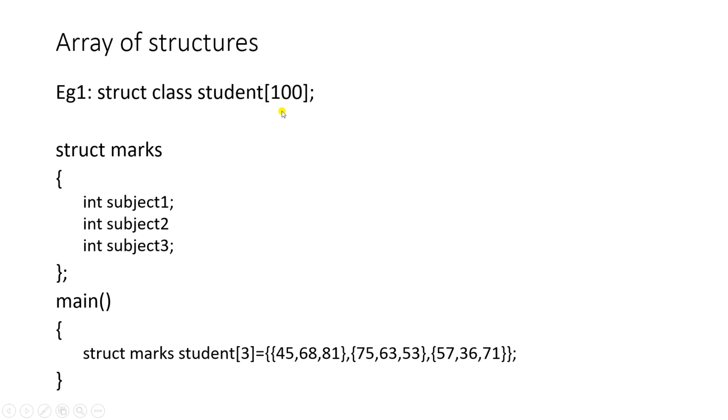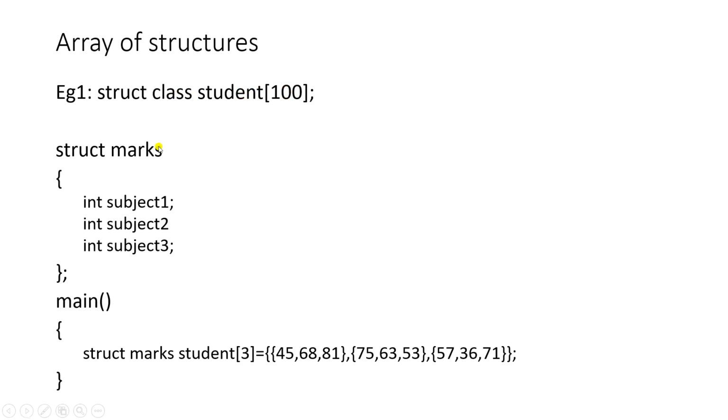So what is an array? It holds similar type of data. Here what is the data stored? Structures. So there will be 100 structures of type class stored in the student array. The index will start from 0 to 99.